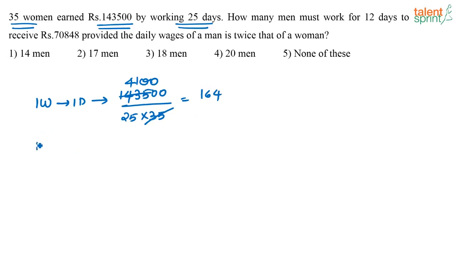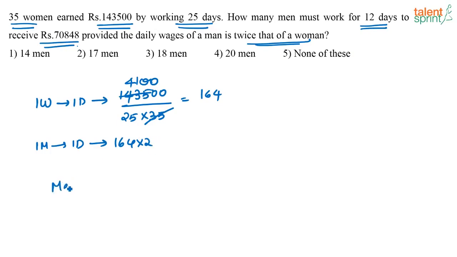Now, what is the earning of one man in one day? It is given that a man earns twice that of a woman. So the man will earn 164 into 2 rupees in a day. Now, what is the total money that has been spent? The total money that has been spent is 70848. And how many days are the men working? The men are working for 12 days. And every day, one man gets so much money.